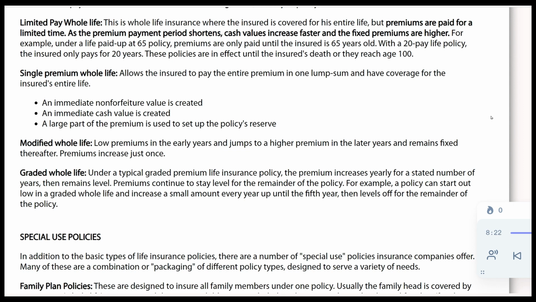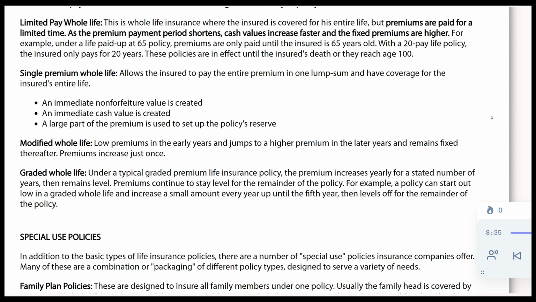Single premium whole life allows the insured to pay the entire premium in one lump sum and have coverage for the insured's entire life. An immediate non-forfeiture value is created. An immediate cash value is created. A large part of the premium is used to set up the policy's reserve.